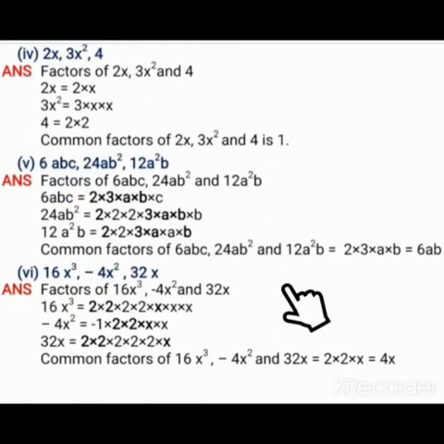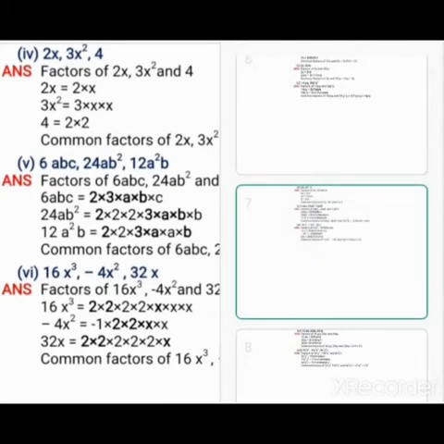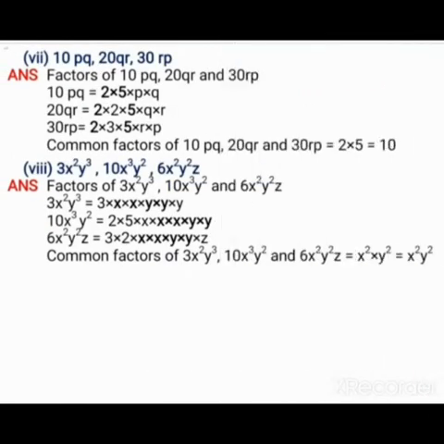Next, fifth one, 6ab is the common factor. In the sixth one, 4x is our common factor. Seventh one, 10pq, 20qr and 30rp. So which is the common factor? That is 10. 10 ones are 10, 10 twos are 20 and 10 threes are 30. Here pq variable, here qr variable and here rp variable. In these three terms there is no common variable, so only 10 is our factor. Then eighth one, x square y square is a common factor in these three terms.